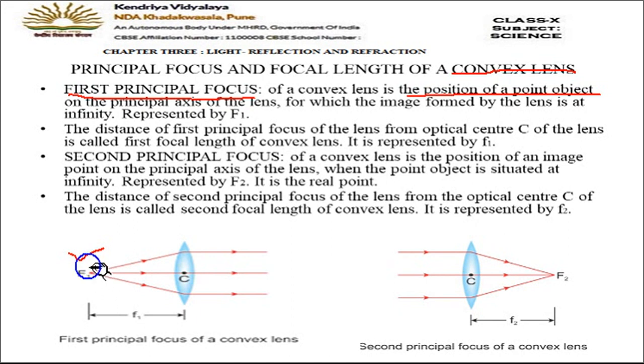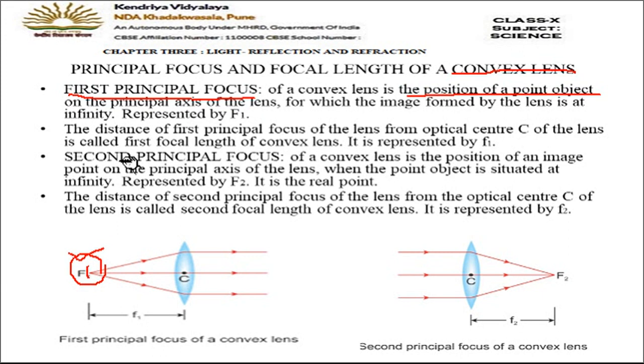It is appearing that here is some object kept and many rays are coming out of the object and they are getting refracted through the lens and they go parallel like this, and somewhere at infinity the image will be formed. Okay, so this position of the object is known as the first principal focus.